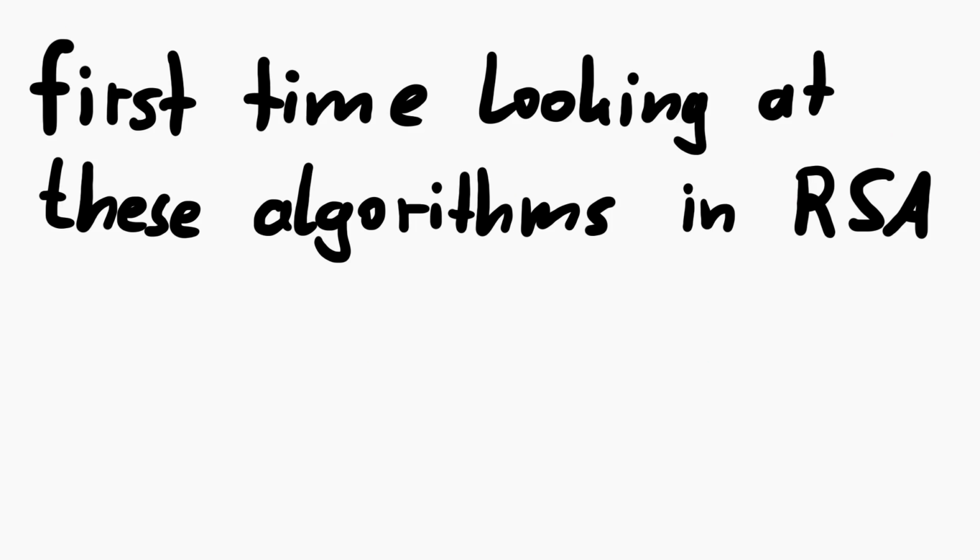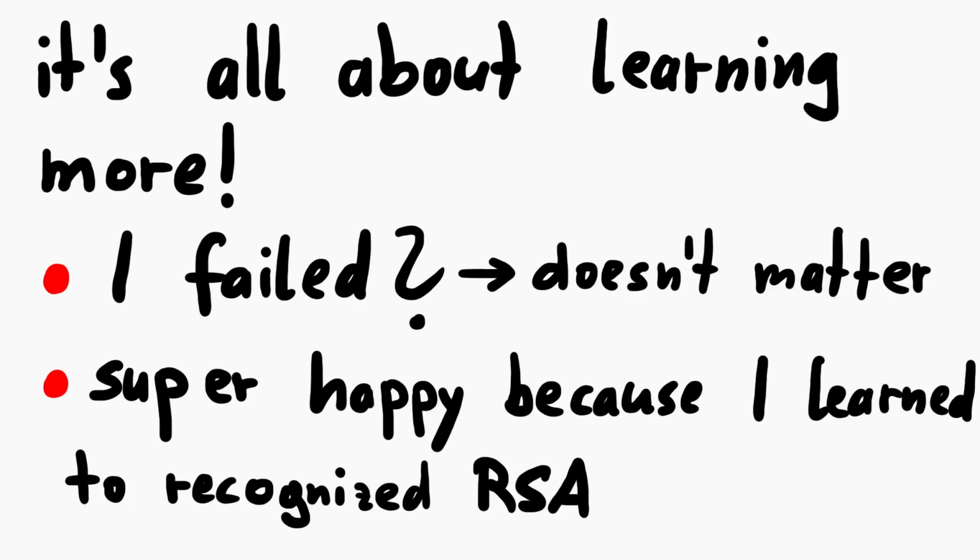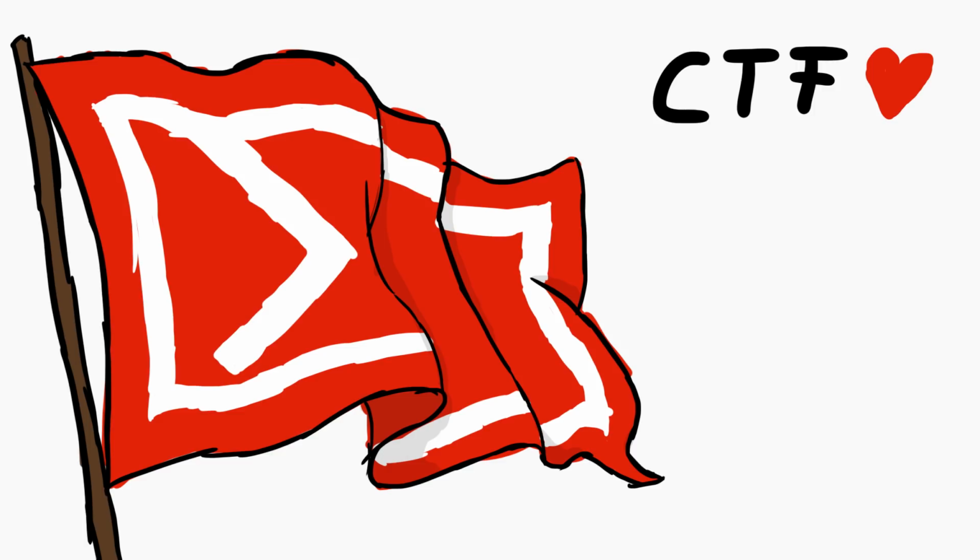I have never looked so closely at algorithms that implement exponentiation, modular, or multiplication with large integers in assembler, so maybe I would have solved it if I had known that before. But as you know, it's all about learning and studying new things, and so even the fact that I surrendered and looked up the write-up doesn't matter. I'm super happy that I was able to fully understand it now, and I'm sure I will recognize RSA in assembler next time. This is what CTFs are for.